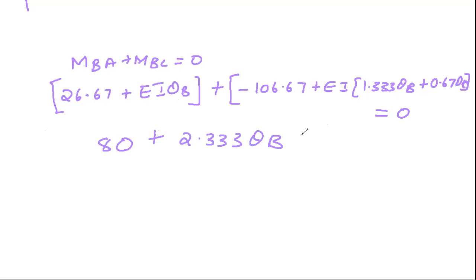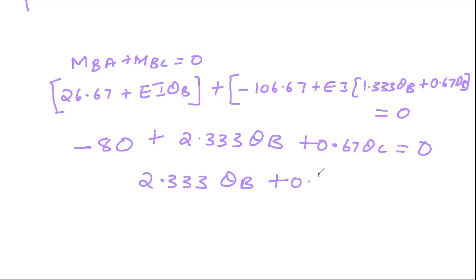And the only left-over term is what? Theta C. So that is nothing but how much? This is minus 180, because this is minus 106.67 plus 26.67, and this is plus 0.67 theta C equal to 0. Now if I rewrite this equation, I can write 2.333 theta B plus 0.67 theta C equals 80. Before this EI theta B, we are having the EI value. You should not forget EI. So now this complete term is EI. If you take it to the right hand side, this will become 80 by EI.